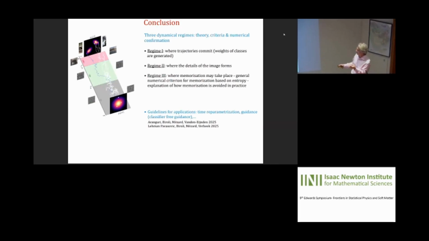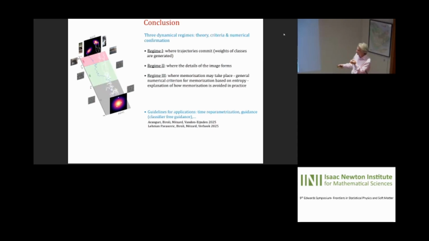I showed you that there is a general numerical criterion to get the transition, and I also explained why in practice this doesn't happen. So understanding the three dynamical regimes also gives you an interesting perspective on applications. For example, in an application you could try to decide that maybe you want to be very precise in this regime and less precise in this one.